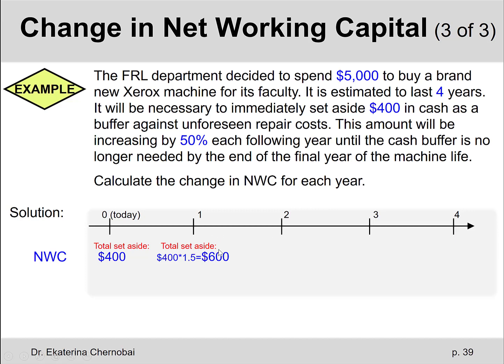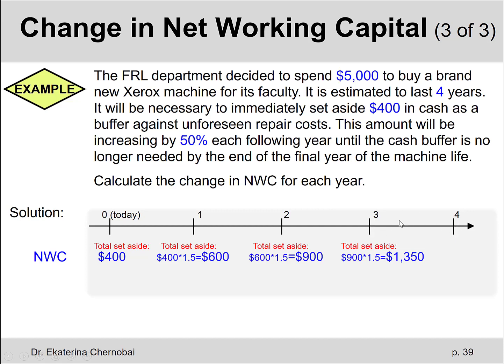Then we do the same thing again. We increase this cash reserve by another 50%. So as of end of year 2, our cash reserve will be larger. What's 50% more than $600? We do $600 multiplied by 1.5, which is the same thing as 150%, and that gives $900. Then, end of year 3, same math applies. $900 multiplied by 1.5, which gives $1,350. So this is the total cash reserve as of end of year 3.